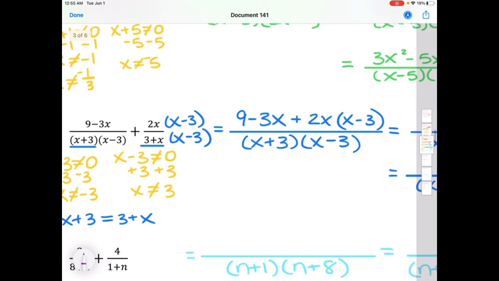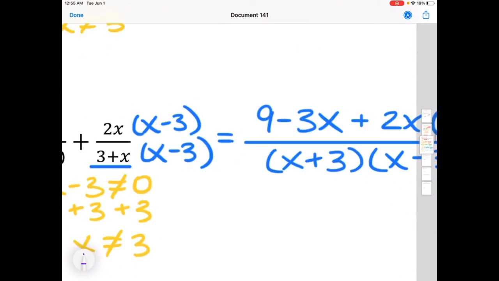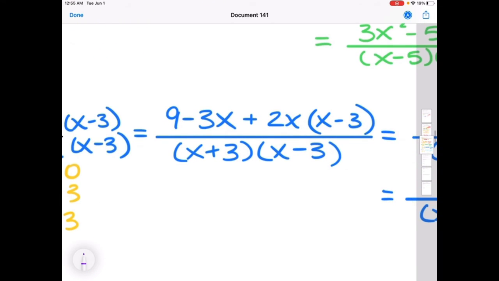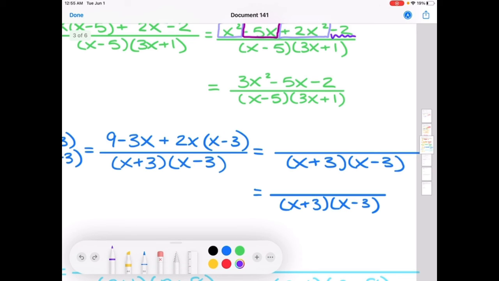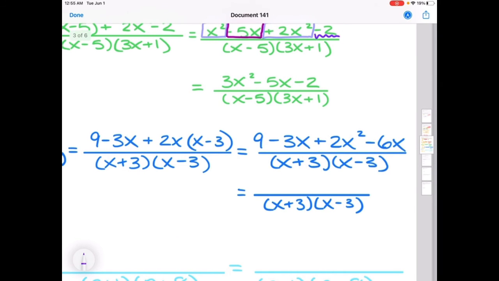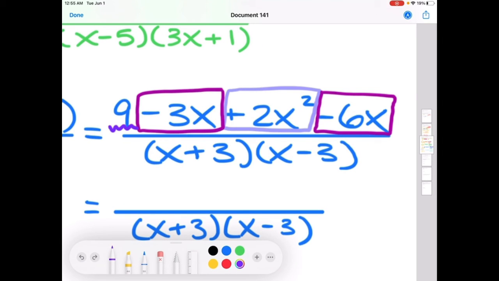And here, if I do that, I'm going to have 9 minus 3x. I keep that the same. And then I'm going to add whatever 2x times x minus 3 is, which is what we have from over here. So now all I need to do is distribute the 2x into the x minus 3. And if I do that, I'm going to have 2x times x will give me 2x squared, and 2x times negative 3 will give me negative 6x. So from here, now we're going to combine like terms all over again. We can combine negative 6x and negative 3x, and we're going to be left with 2x squared minus 9x plus 9, all over x plus 3 times x minus 3.